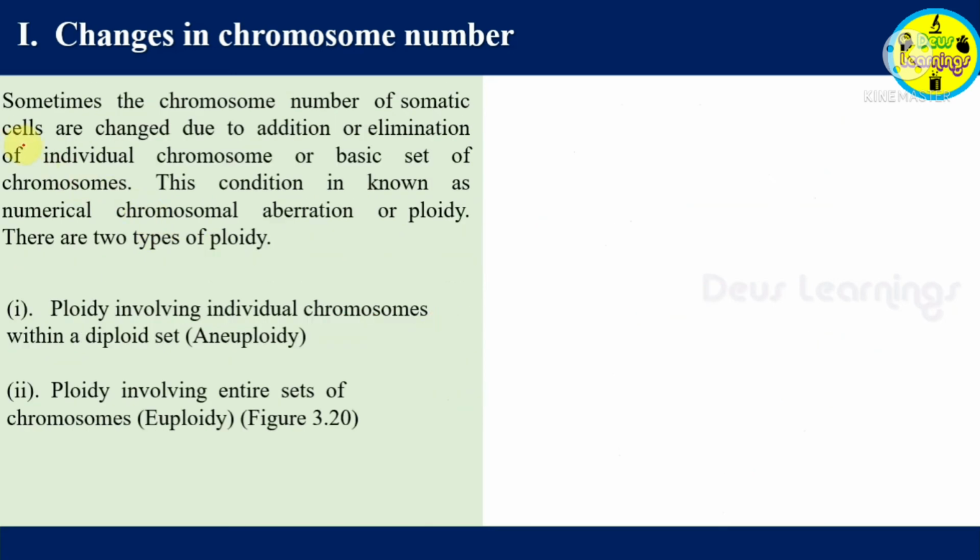Okay, so next, see that sometimes the chromosome numbers of somatic cells are changed due to addition or elimination of individual chromosomes or basic sets of chromosomes. This condition is known as numerical chromosomal aberration or ploidy.